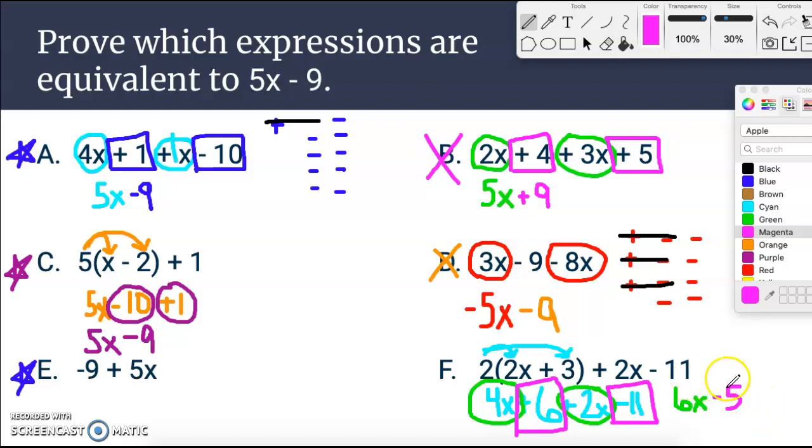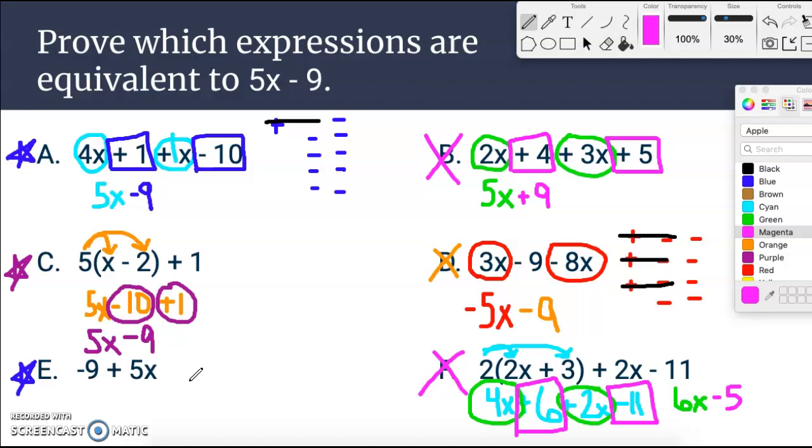But 6x minus 5, that's definitely not the same thing as 5x minus 9. So F is not equivalent. So for this one, A, C, and E all make equivalent expressions. Ooh, that's a tongue twister.